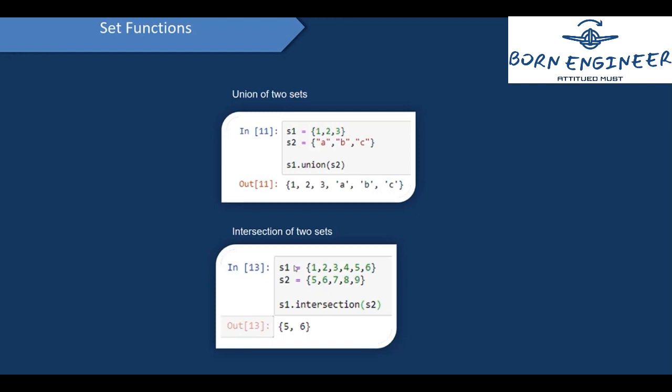Over here we've got s1 and s2, and I just have to type in s1.intersection, and inside this I'll pass in s2. So we'll get the elements which are common to these two sets. The elements are 5 and 6. So 5 and 6 are common to these two sets, and that is the result of this intersection method.